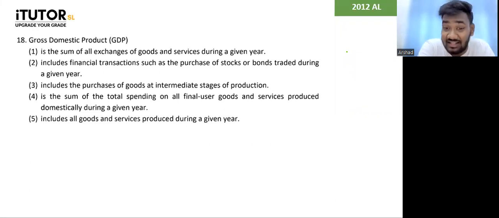Includes financial transactions such as the purchase of stocks or bonds, includes the purchase of intermediate stages in production, is the sum of total spending on all final user goods and services produced domestically during a given year, includes all goods and services produced during a given year. Which one is the most correct one? 1, 2, 3, 4, 5.